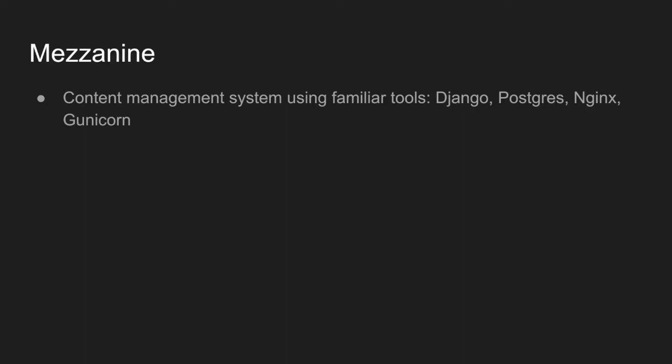So, what does Mezzanine bring to the table that makes it so wonderful? It uses tools that a lot of us are already familiar with if you use Django. Things like Postgres, Nginx, Gunicorn, Memcache. So we're not bringing a lot of unusual technologies in case you want to branch out of the base functionality of what Mezzanine brings you. Very easy to customize to your own needs.